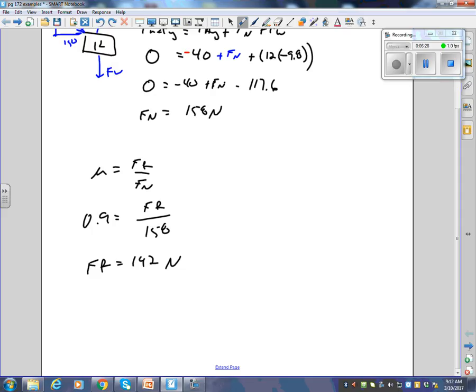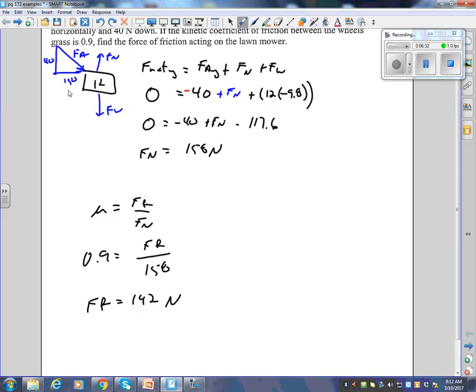142 newtons of friction. Now, how much is the horizontal applied force? 150. So is this lawnmower going to actually move? It should, right? The applied force, the 150, is greater than the 142. And in fact, that's what they're asking you to do in example number 9, is to find the actual acceleration.